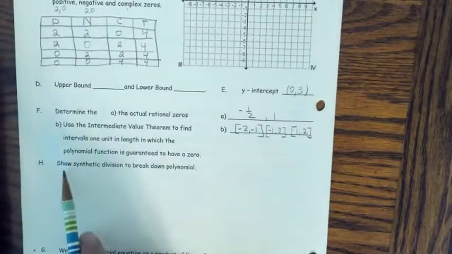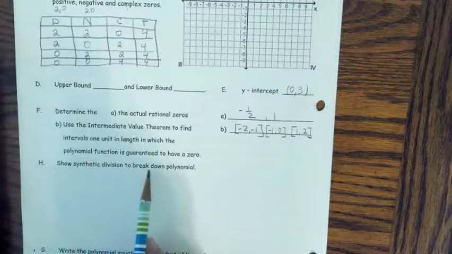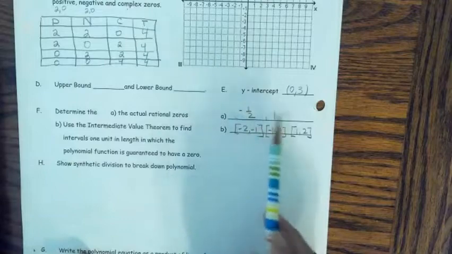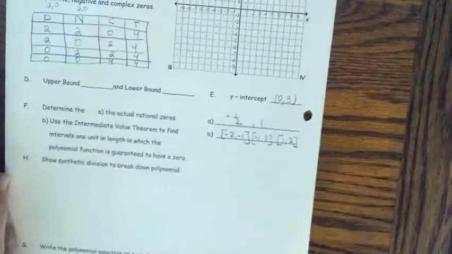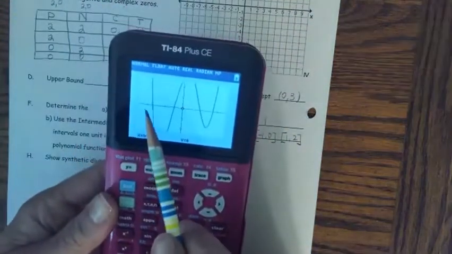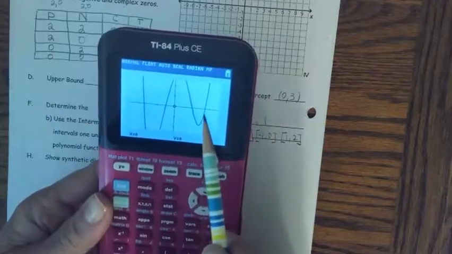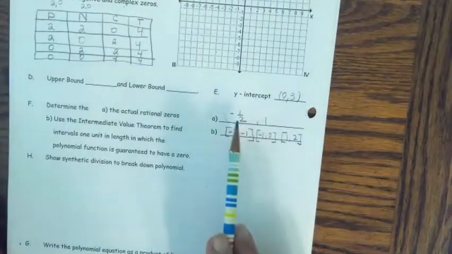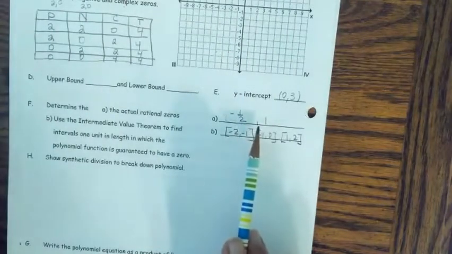And then down here it says show synthetic division to break the polynomial down. Well, I know these are my rational roots. I need to find the other two, the one between -2 and 1 and between 1 and 2. I need to find that root and that root. So since I know these are roots, I'm going to use synthetic division.